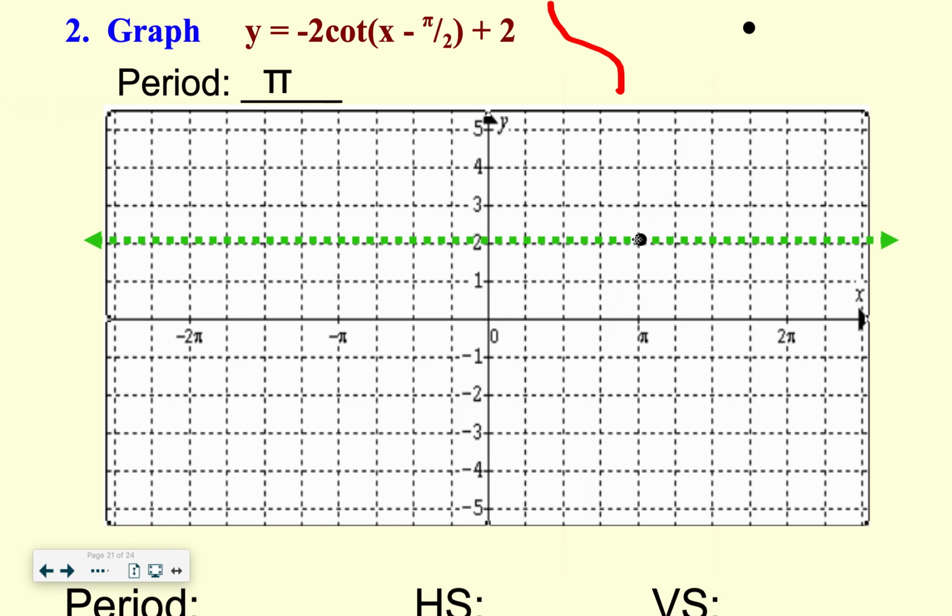That's going to be right here. Both of these asymptotes at 0 and pi are also going to shift to the right. Anytime you have horizontal shift, everything, including asymptotes, shifts.